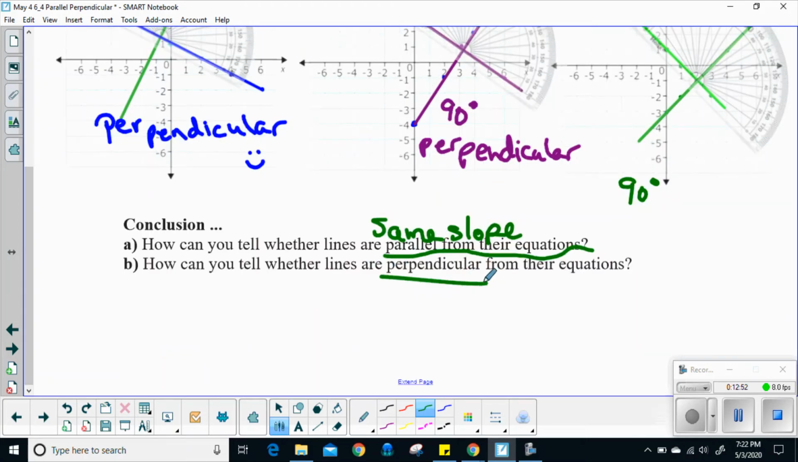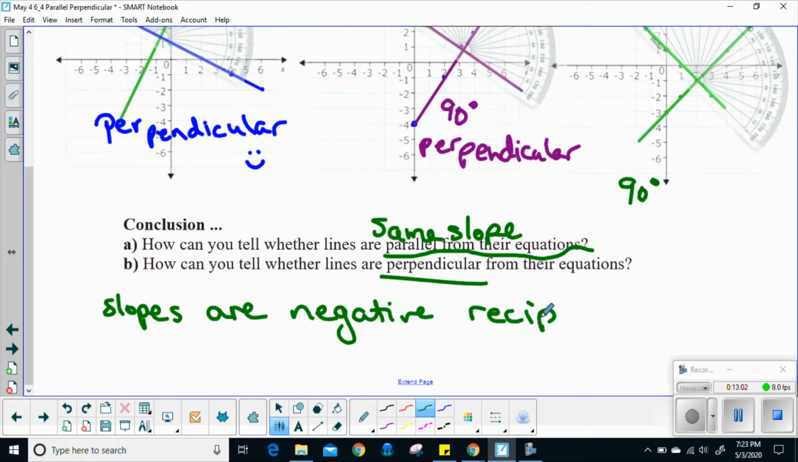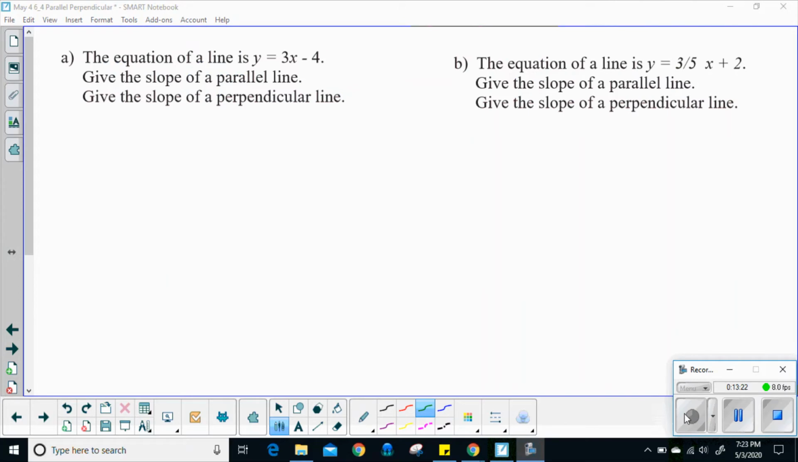So to be perpendicular, the slopes are called negative reciprocals of each other. So what that means is slope 1 is, say, a over b. The perpendicular slope has to be equal to negative b over a. Okay, let's put that into action here.